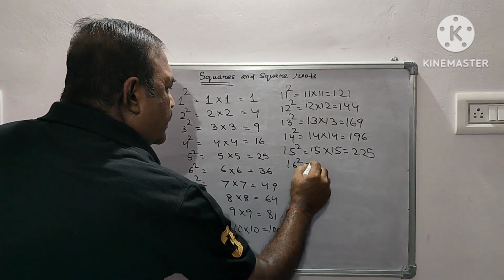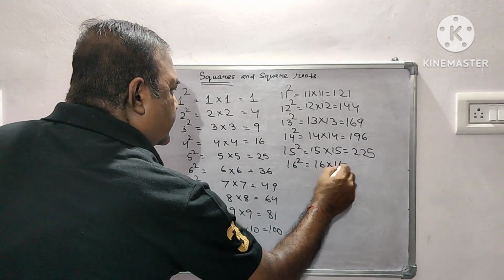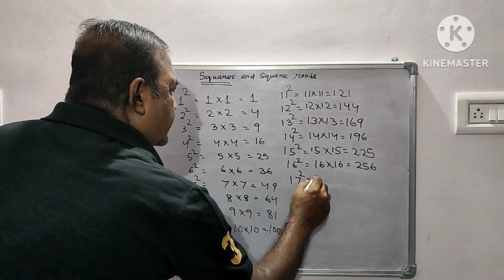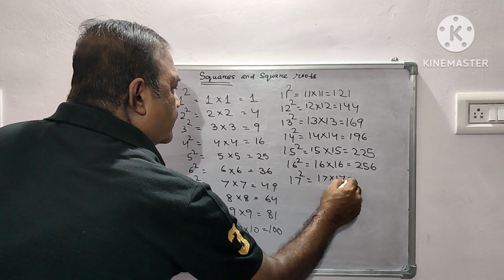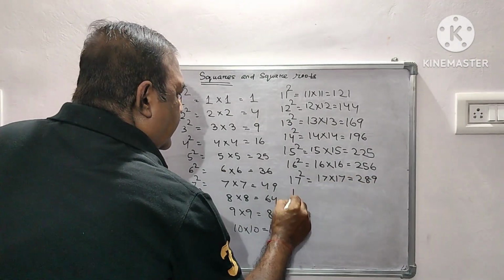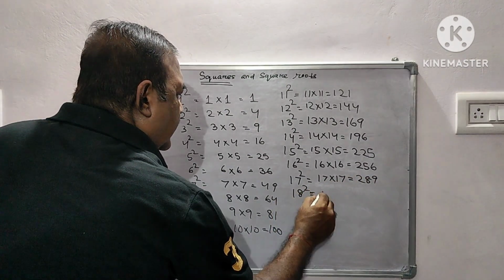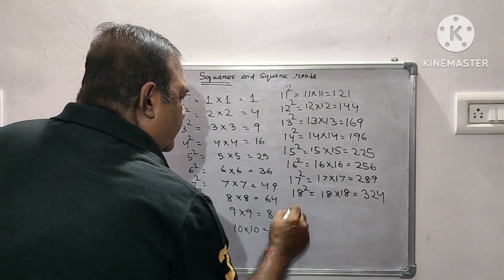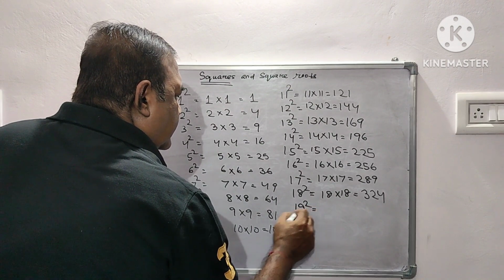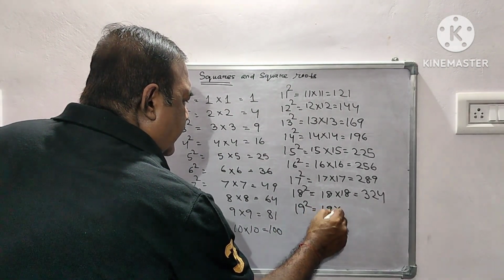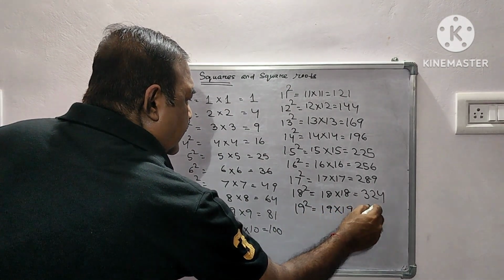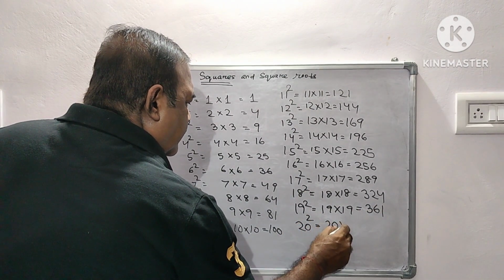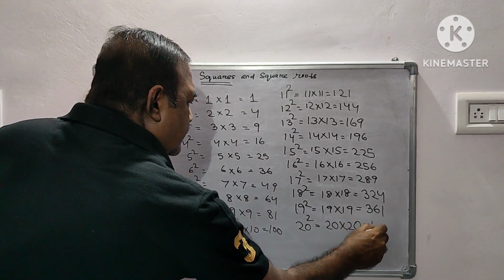16 square is equal to 16 into 16, that is 256. 17 square is 17 into 17, 289. 18 square is equal to 18 into 18, that is 324. 19 square is equal to 19 into 19, that is 361. And 20 square is equal to 20 into 20, 400.